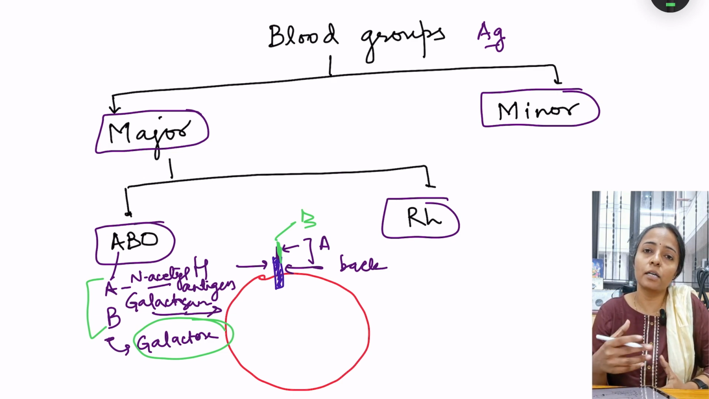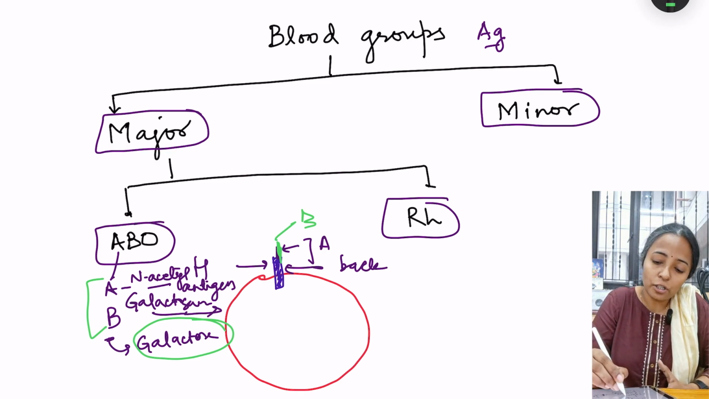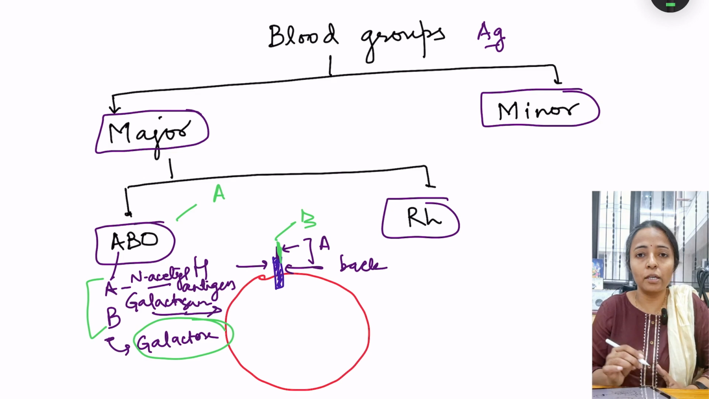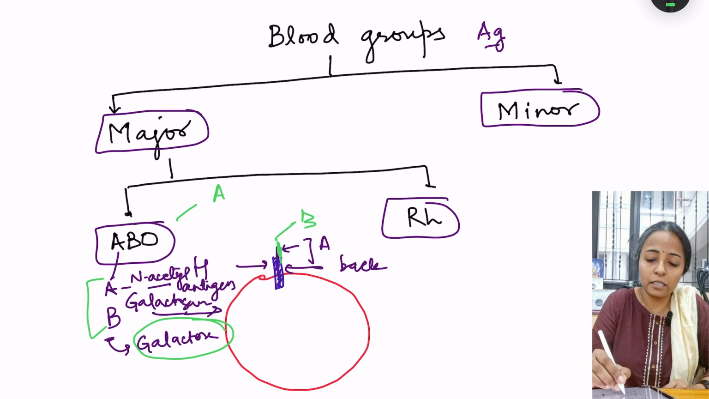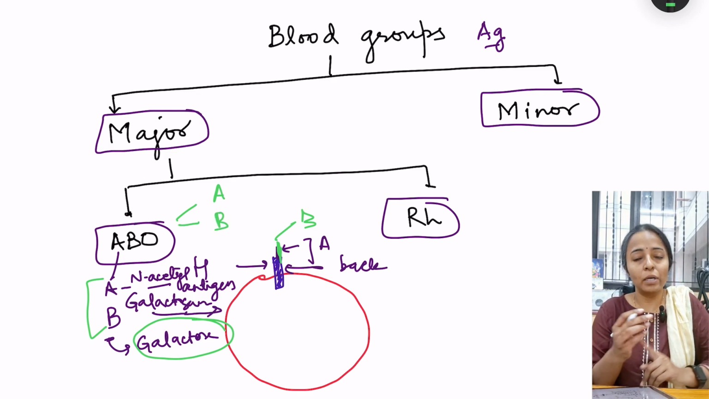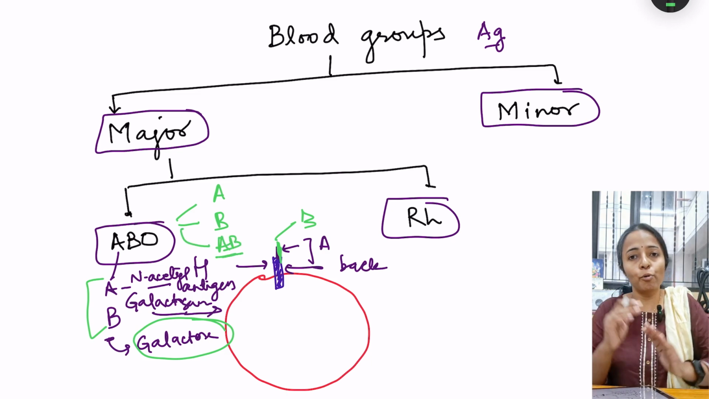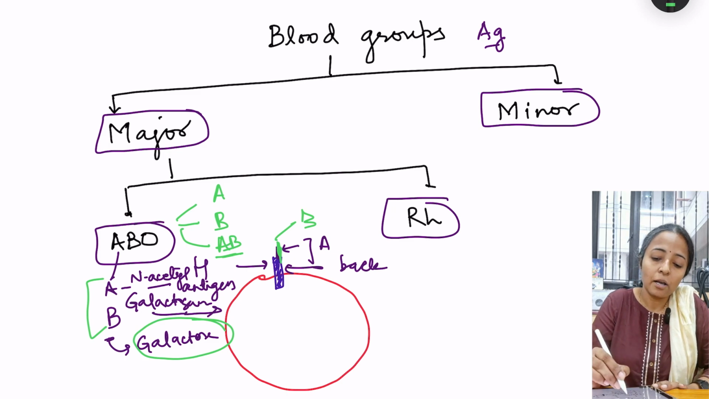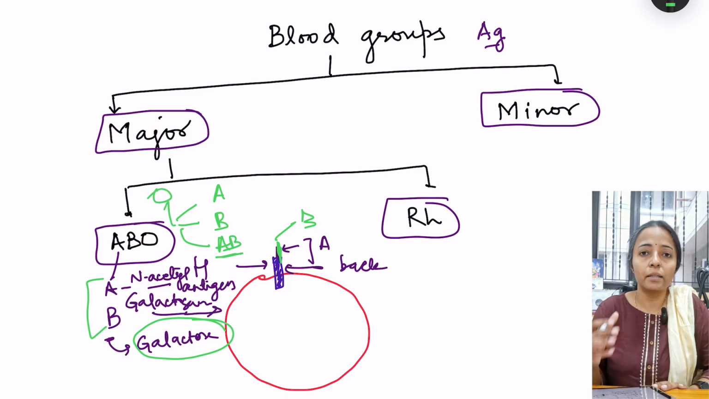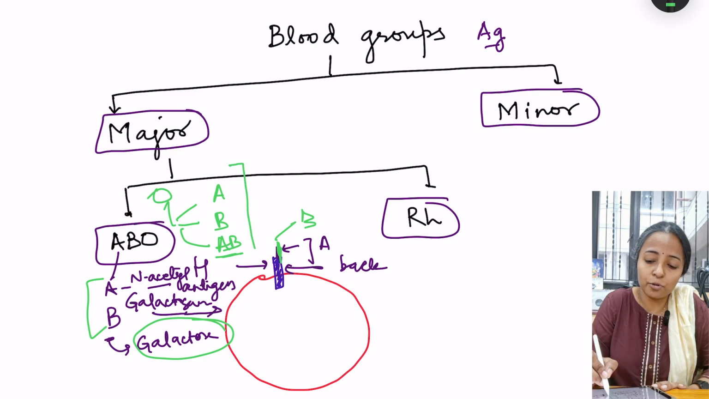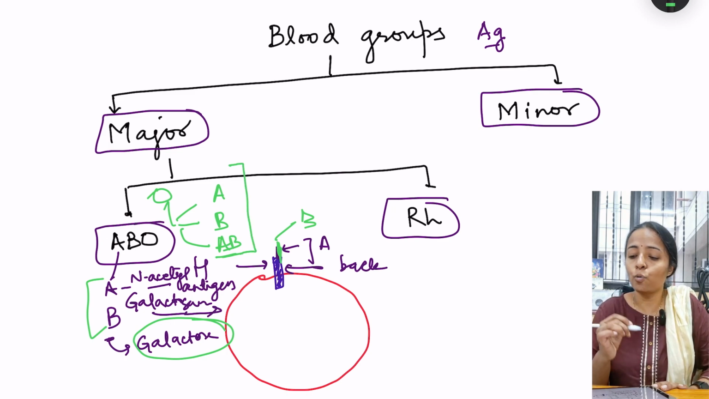Based on this, there are different blood group types in this system, which include the A blood group, in which only the A antigen is present; the B blood group, in which only the B antigen is present; then the AB blood group, in which both A and B antigens are present; or if both are absent, then it is known as the O blood group. So in major blood group systems, we have ABO and RH. ABO has 4 types of blood group: A, B, AB and O.